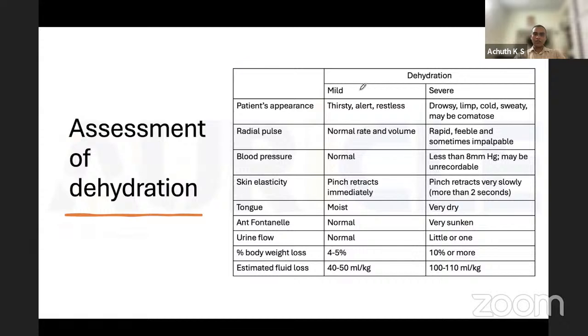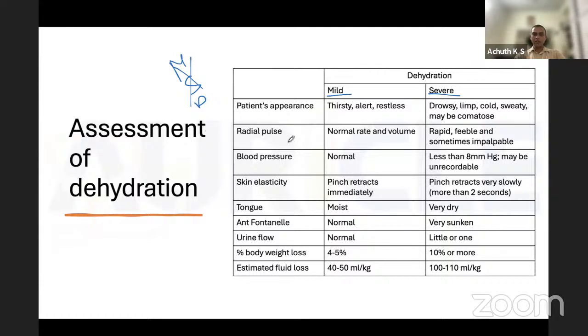Assessment of dehydration. It is classified into 2 types, that is mild and severe. At one point of time, we had something called mild dehydration, some dehydration, and severe dehydration. Now it has been classified only into 2, that is mild and severe.